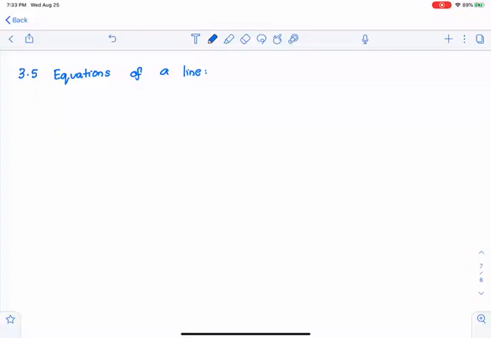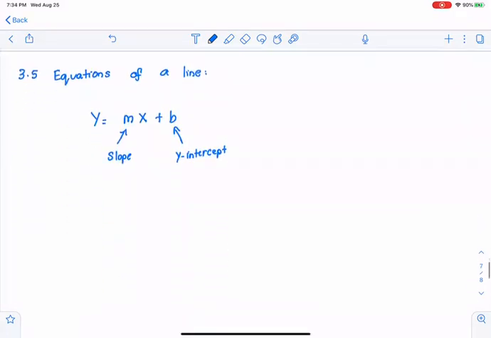So we want to define equations of a line, a linear function. We've already seen one, I mentioned this earlier. So y is equal to mx plus b. m is the slope, and b is the y-intercept. And this form is what we call the slope-intercept form of a line.